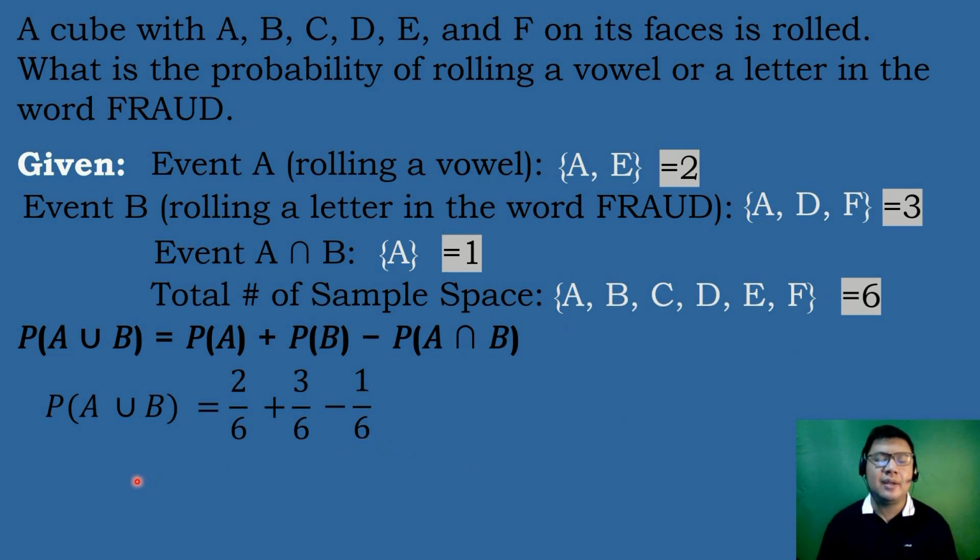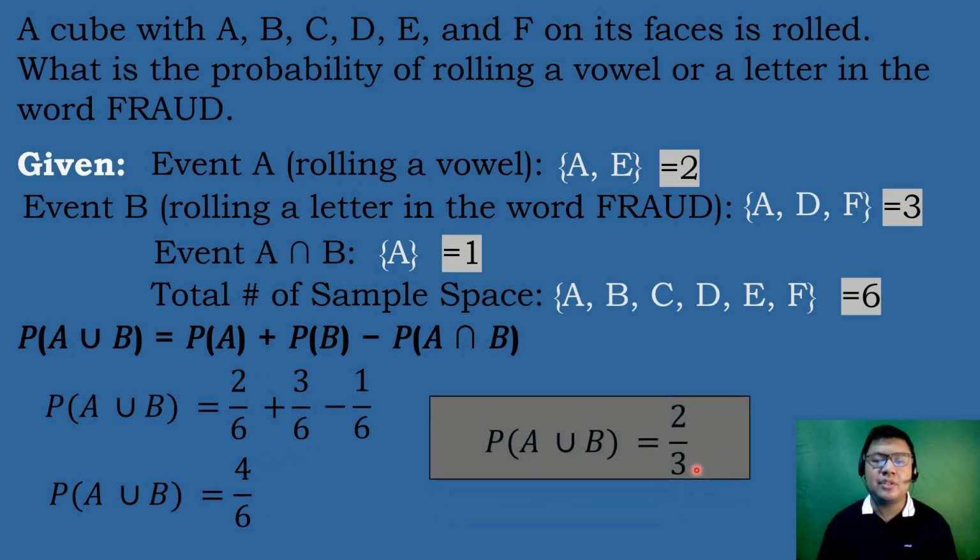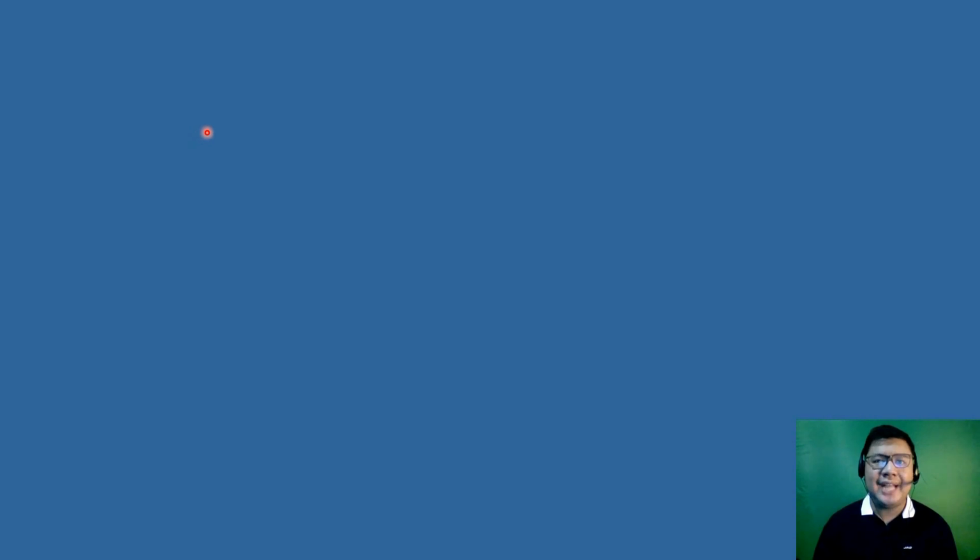Since this is an example of similar fractions, we will just copy the denominator and then add the numerators. So we have 2 plus 3 is 5, minus 1 is equal to 4. 4 over 6 in lowest terms is equal to 2/3. Therefore, the probability of rolling a vowel or a letter in the word front is equal to 2/3. Let's have our next example.